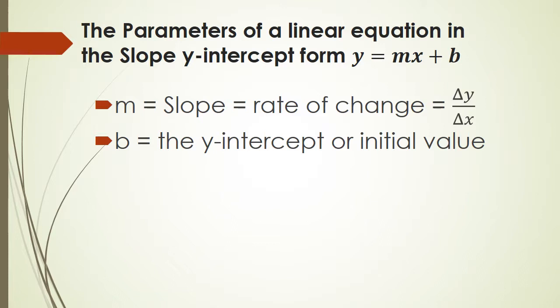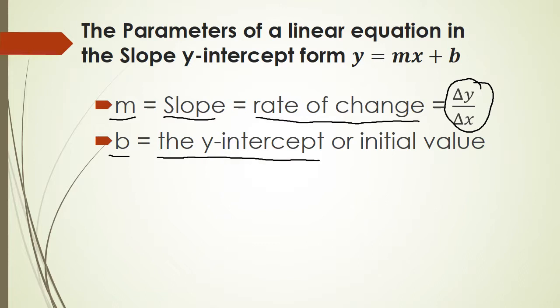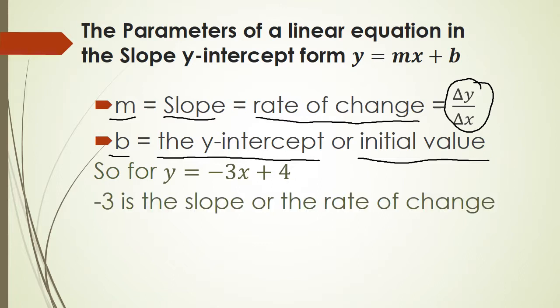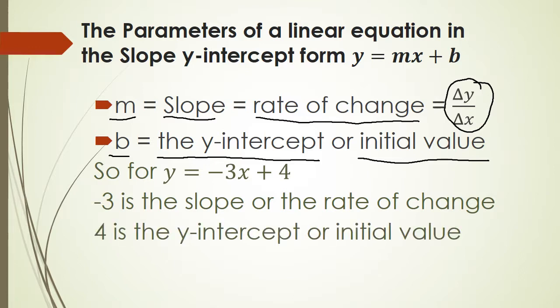So in this case, m is the same as the slope, is the same as the rate of change, and it's the same as the difference in y over the difference in x. And b in the slope-intercept form is the y-intercept, also called the initial value. So for y equals negative 3x plus 4, negative 3 is the slope or the rate of change, and 4 is the y-intercept or initial value. And these two are the parameters of this linear equation.